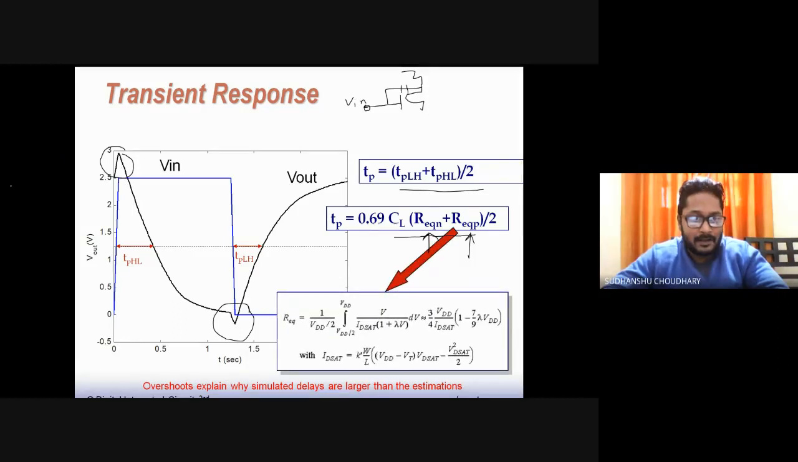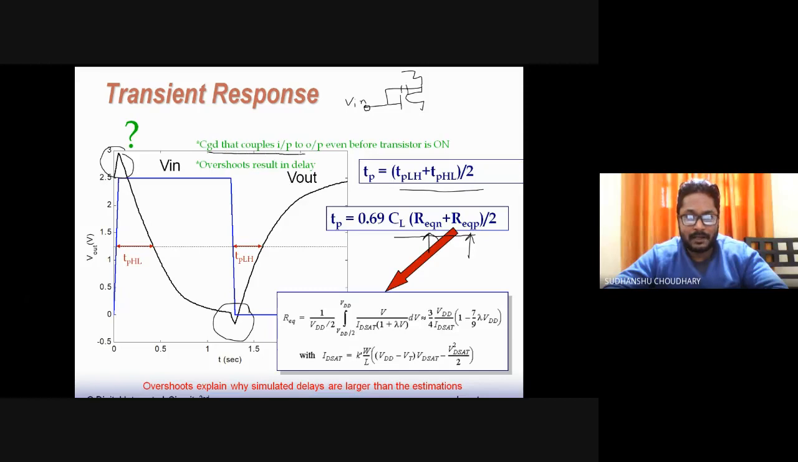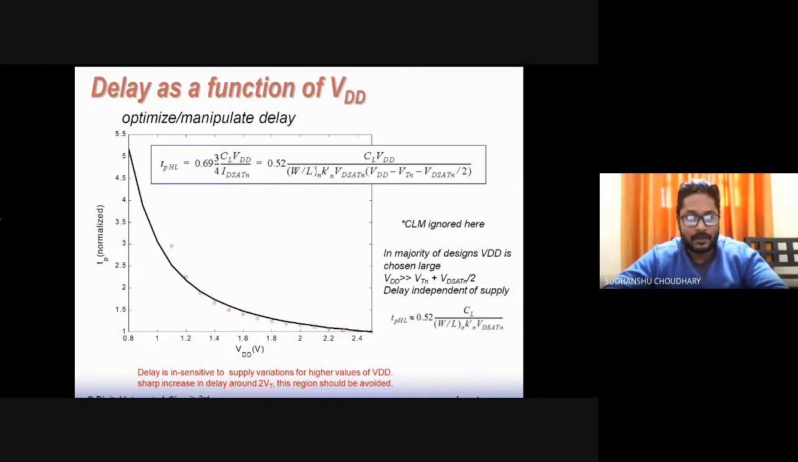And the result of these two spikes is that the delay further increases. So the delay of my CMOS inverter will further increase, and this R equivalent N and P can be calculated by the same old formula which we had seen earlier. So the equivalent on resistance of NMOS and PMOS can be calculated by using this formula. So C_GD couples input to output even before the transistor is on. Because of this, overshoots and undershoots can be seen, and because of these, you will see that the delay of this CMOS inverter also increases.